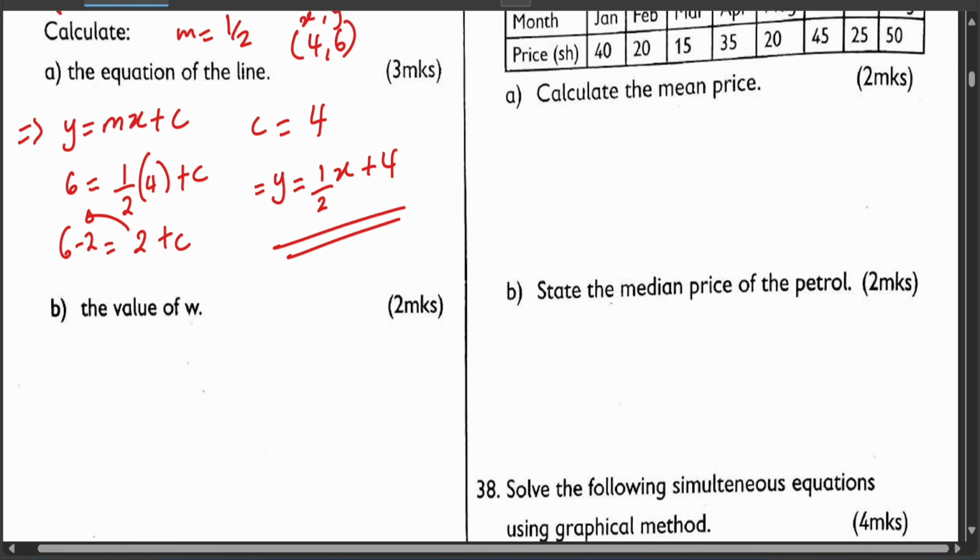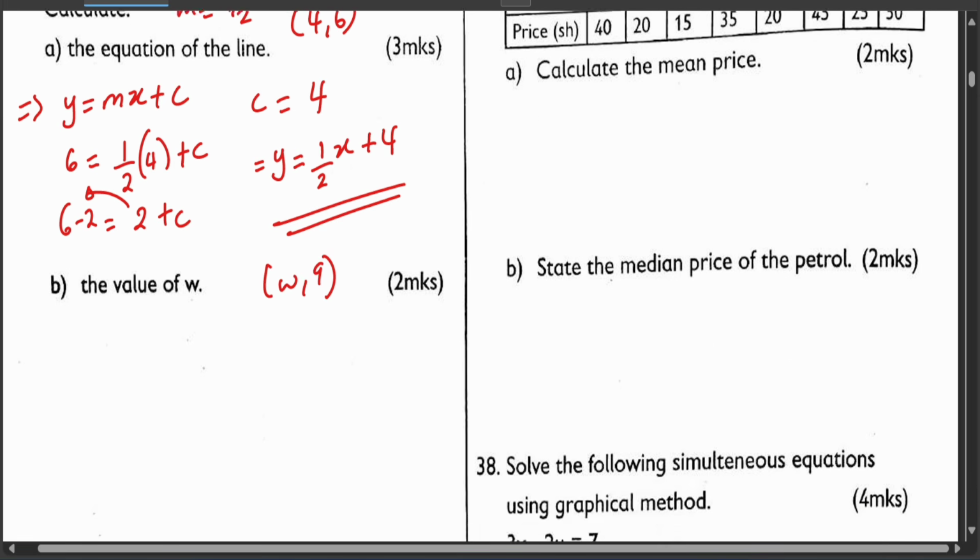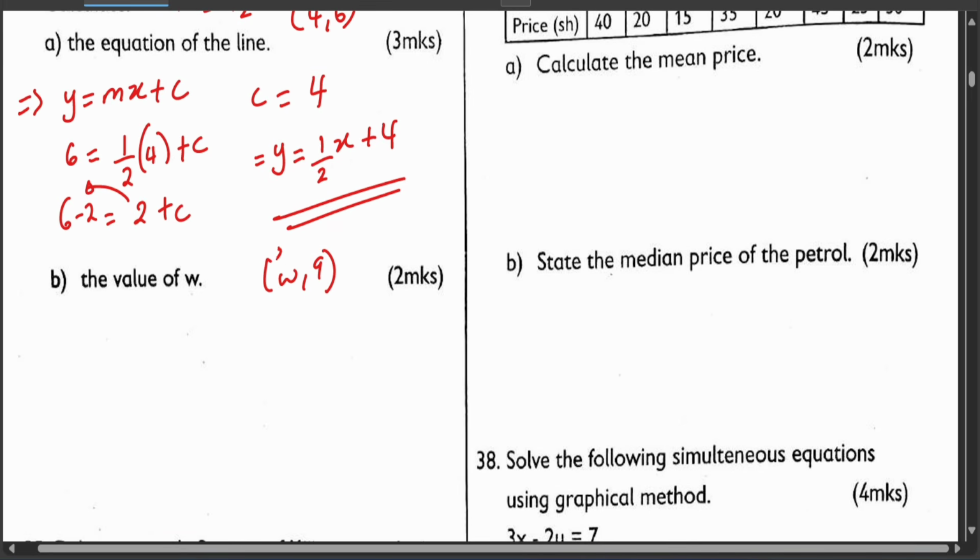The value of w, so coordinate yenyewe ni w, 9. So the value of w which is your x coordinate, na hii ni y coordinate. So pale ambapo kuna y utaweka nini? Uta replace na 9. So fanya substitution. Na ile a half ile x tutaweka w kwa sababu hatujui.